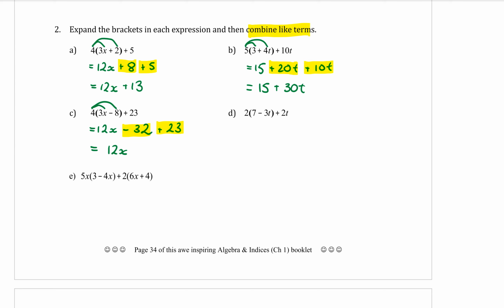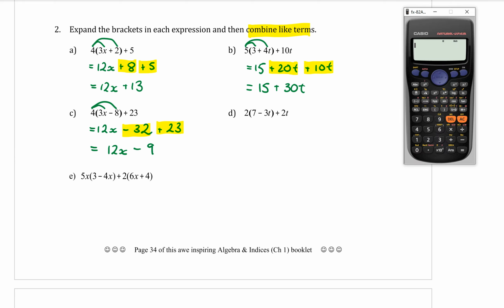What's that going to equal? Use your calculator if you need to. Minus 9. Okay, you use your calculator for the negative numbers because they're the ones that tend to trick people. You just go minus 32 plus 23 and it tells you the minus 9. Okay? Better to use a calculator than to accidentally add or subtract your numbers wrong.